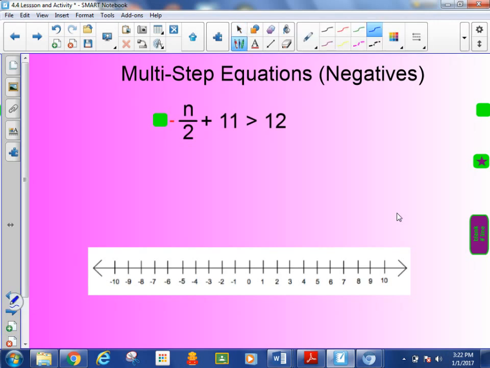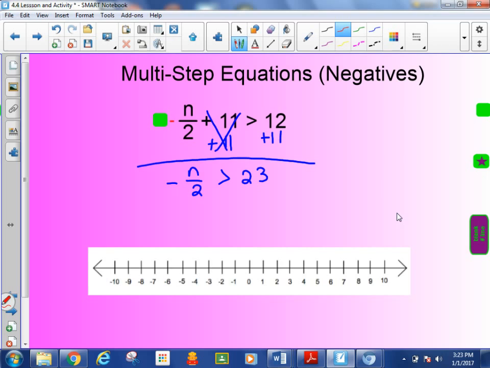So as I work my way through this problem, I have negative n divided by 2 plus 11 is greater than 12. We still work order of operations in reverse by doing the opposite. So plus 11, plus 11. I'm still left with negative n over 2 is greater than 12 plus 11, which is 23. Now I want to get that negative and that 2 out of there. This is where we have to remember that when we're moving that negative and it's involving multiplying and dividing, we have to do the opposite of this.